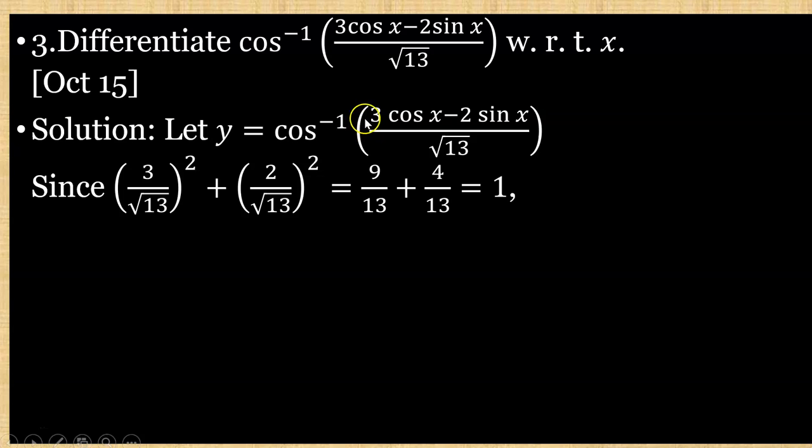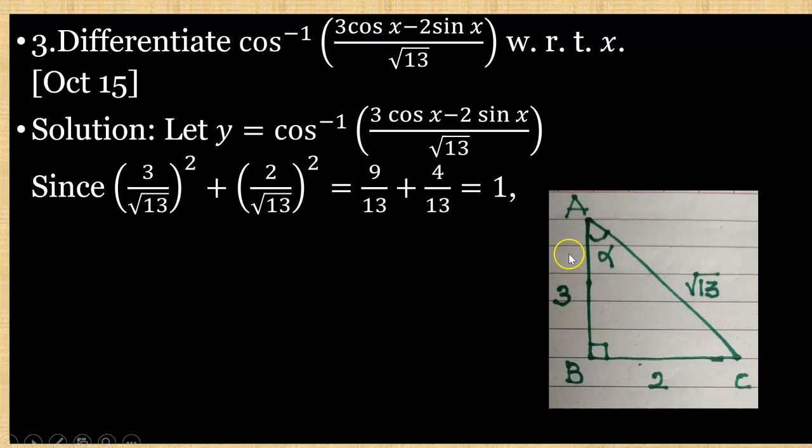Now we can split it up like this: 3 upon root of 13 minus 2 upon root of 13. And if we take 3 upon root 13 whole square plus 2 upon root 13 whole square, that square is equal to 9 upon 13 plus 4 upon 13, that is equal to 13 upon 13, that is equal to 1.